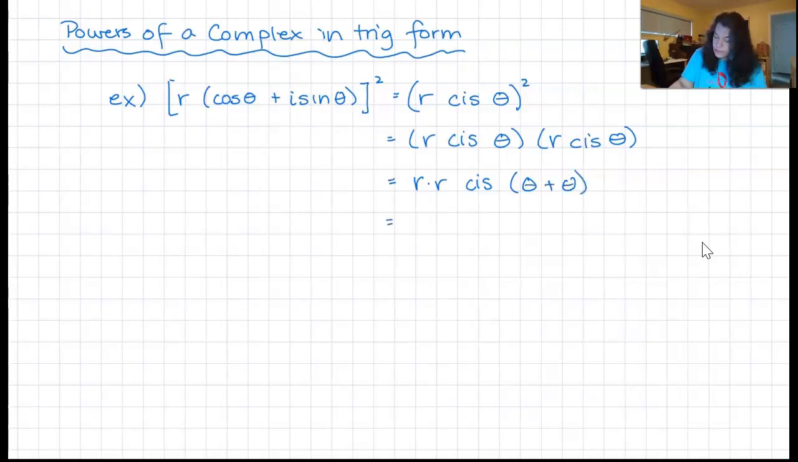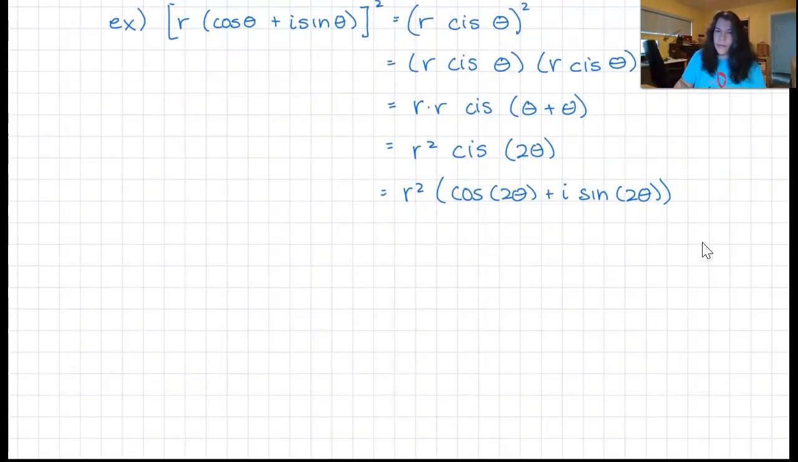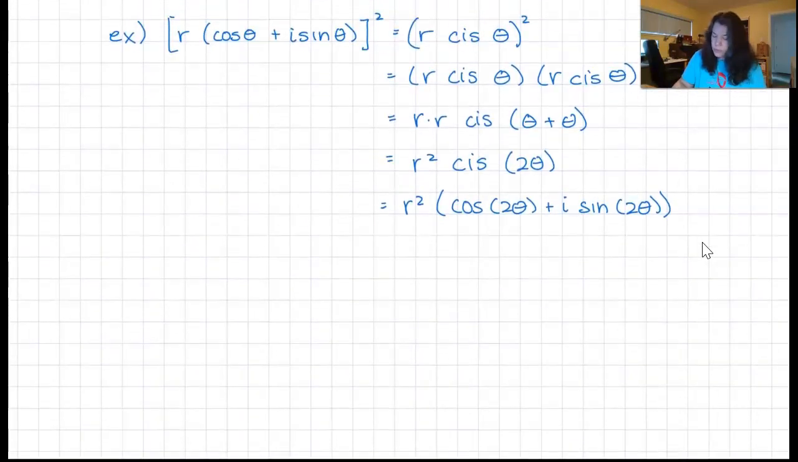But we can write that as just R squared sis 2 theta, which, changing it back, just so we're clear on the notation, remember this is the same exact thing as R squared cosine 2 theta plus I sine 2 theta. I think we might see a pattern already, even though we've only done one problem. Let's just do one more, and then I think we can generalize.